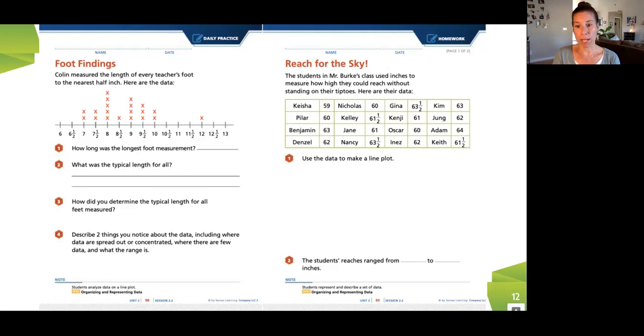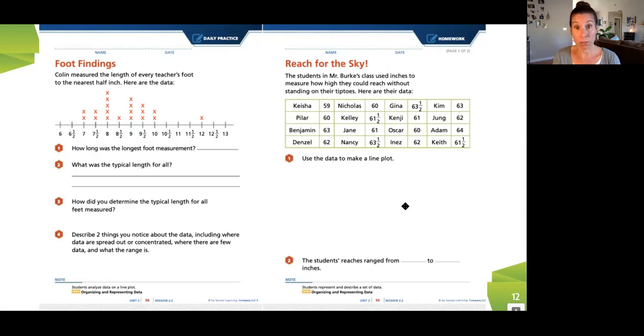All right, let's go on to page 99. Reach for the sky. The students in Mr. Burke's class used inches to measure how high they could reach without standing on their tiptoes. Here are their data. So it looks like we have students here, all the students, and then their data is in inches. So for example, this is 59 inches, okay? Now for number 1, it says use the data to make a line plot.